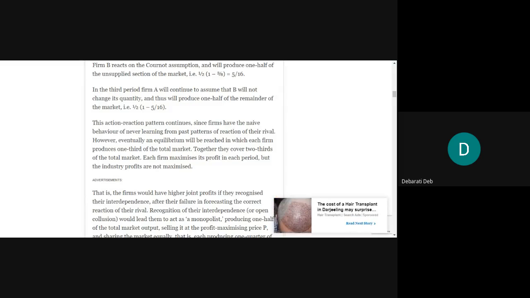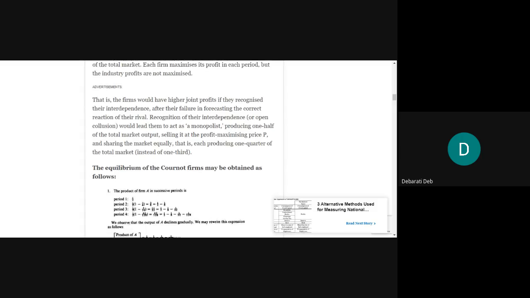This is something like underestimating your own capabilities by not understanding the behavior of your rival. This is something like that. Understood? So in this way, the process will continue. There is a mathematical derivation also.